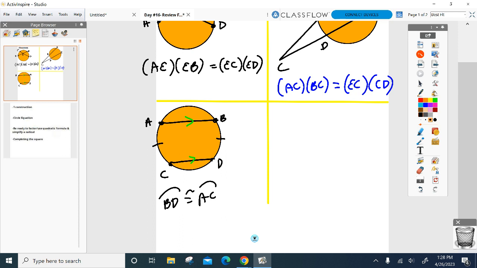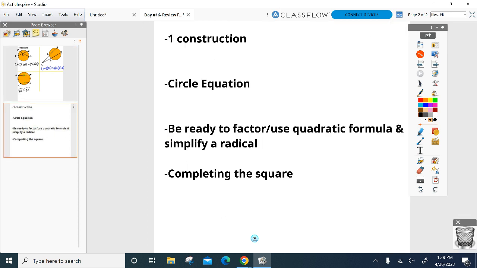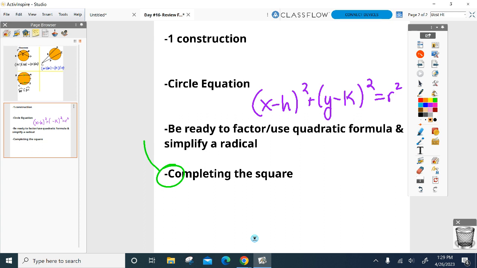All right, some other things to remember. I told you already, one construction. It's going to be one of the four we did yesterday. Circle equation. And let's put it out there: you're going to have to complete the square to get it. I'm going to have it in a different form. You're going to have to complete the square to put it into that type of form, and then you can take out the center and the radius. So without a doubt, you're going to complete the square.